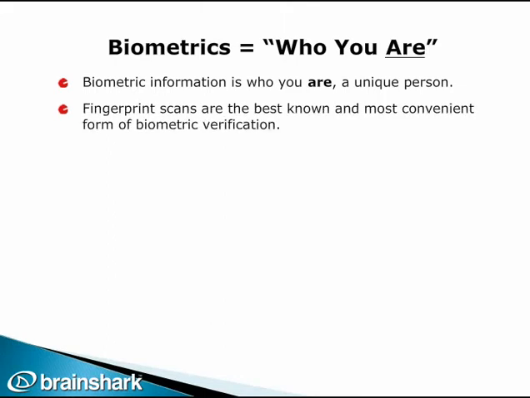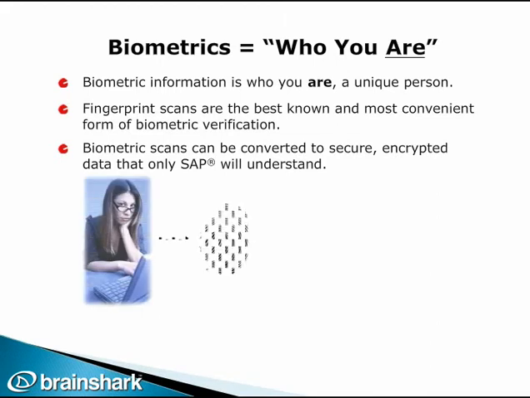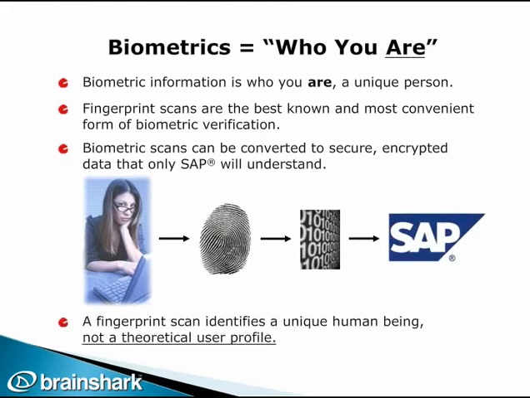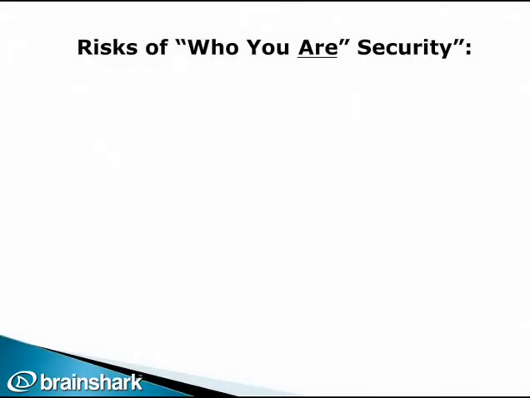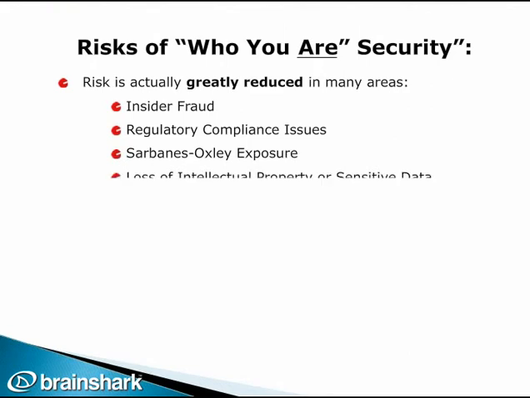The highest form of protection occurs when you use the third category of security, which is known as who you are. This is also called biometrics, and the best known and most convenient technique is fingerprint scans. These scans can be transformed into encrypted digital templates that uniquely identify a user in your SAP system. A biometric template is unique to a person, completely private, and can't be borrowed, as opposed to a theoretical user profile. With this third category of security techniques, risk actually goes down in all the areas listed.